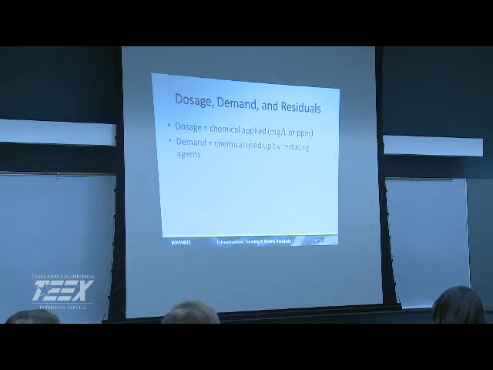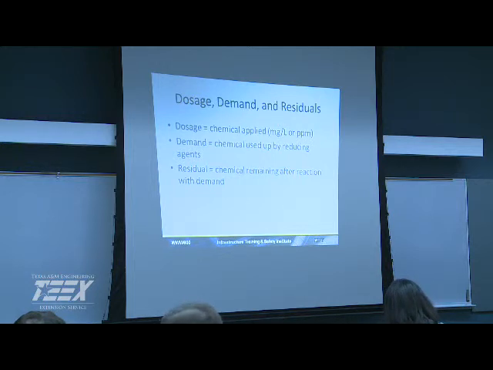We talked a little bit about our demand and our residuals. The dosage is how much we're putting in. Demand is how much is being used up. And then we need to have a residual left over. I like to think about it as our paycheck. Dosage is what we're getting paid. The demand is how much is going out to the mortgage company and the ex-wife or whoever else. And then hopefully we have a little bit left over at the end. So we've got to meet that demand in order to have that residual. Normally we don't measure our demand. It's just the difference between what we're feeding and what we have left over.